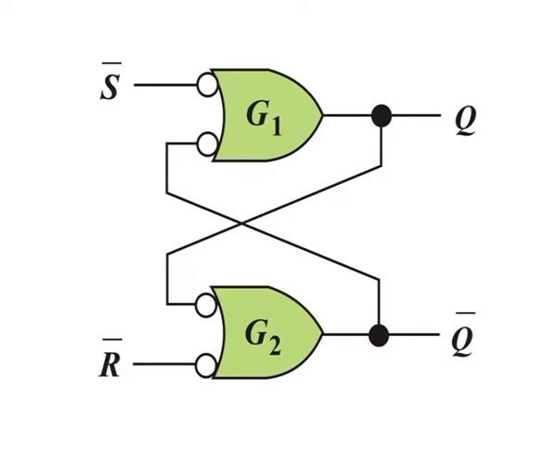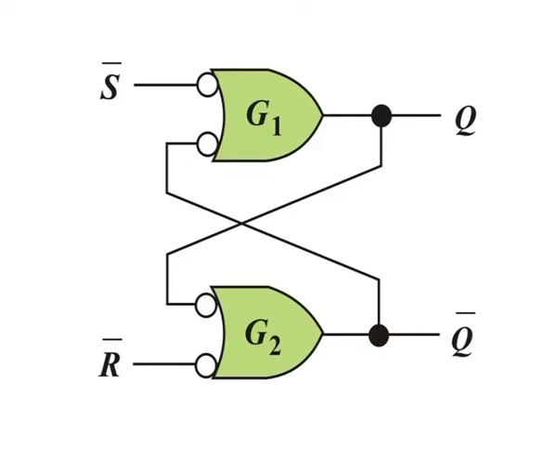Let's start by assuming that both inputs and the Q output are high. Since the Q output is connected back to an input of gate G2 and the R bar input is high, the output of G2 must be low. The low output is coupled back to an input of gate G1, ensuring that its output is high. When the Q output is high, the latch is in the set state. It will remain in this state indefinitely until a low is temporarily applied to the R bar input.